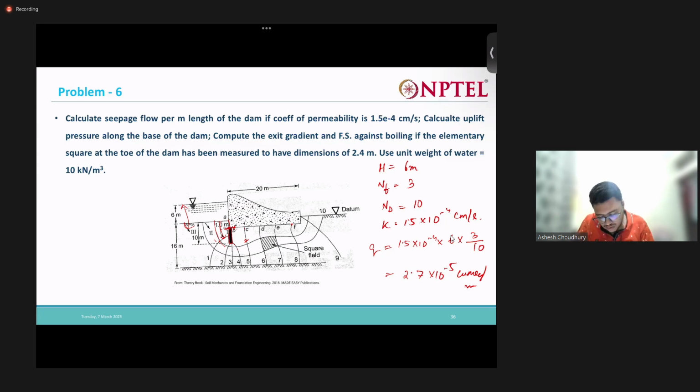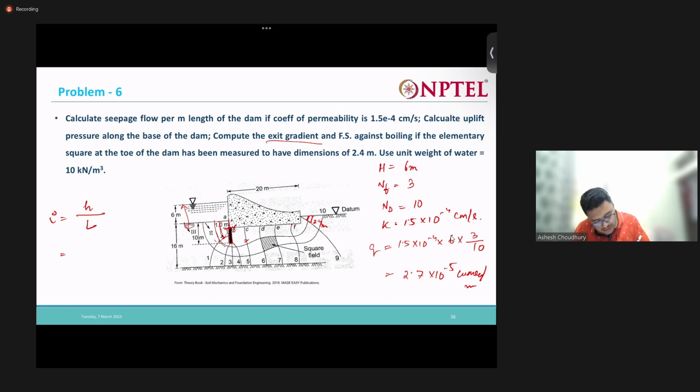Now it's told to us to compute the exit gradient. Exit gradient means the hydraulic gradient at the exit. If the elementary square at the toe of the dam has been measured to have 2.4, it means that at the toe of the dam, this length is actually measured as 2.4 meter. So what is my hydraulic gradient? Hydraulic gradient is nothing but the head loss divided by the length, right?